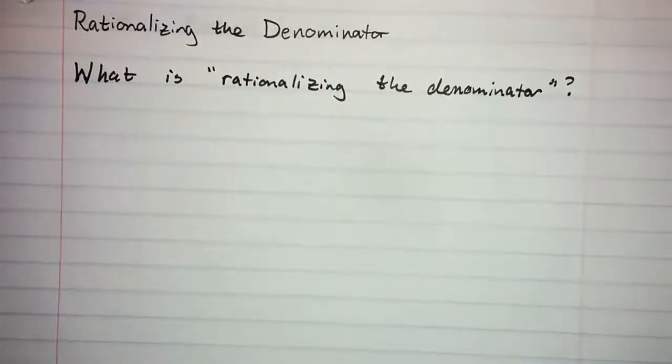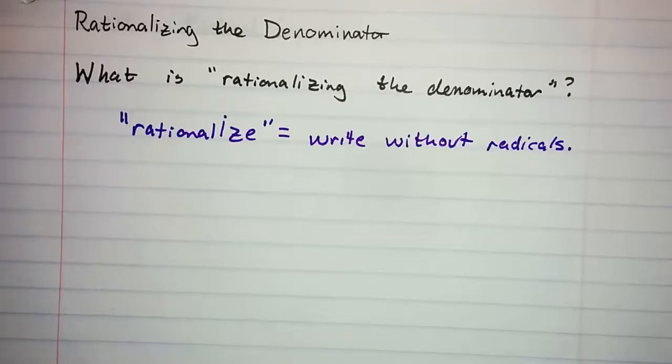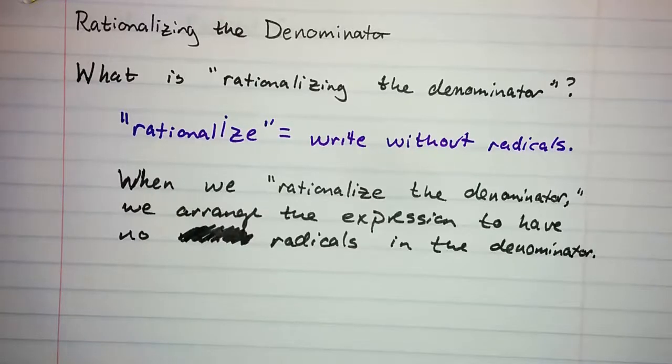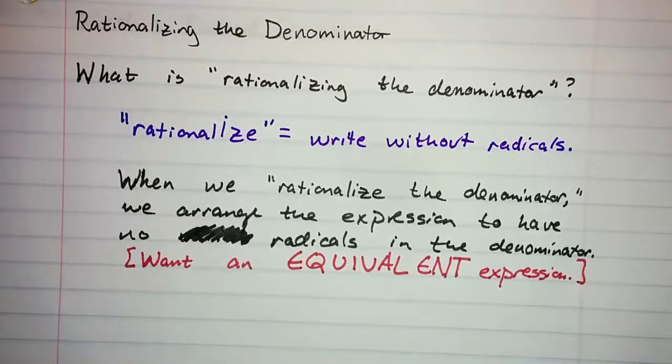This word rationalizing means writing without radicals. So when we're rationalizing the denominator, we're arranging our expression so there are no radicals in the denominator. And of course we want to write not just any old expression with no radicals in the denominator, because if we could write whatever we want, we'd just write like 7 or something. We want to write an equivalent expression.